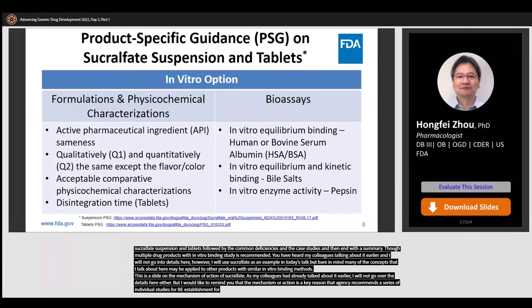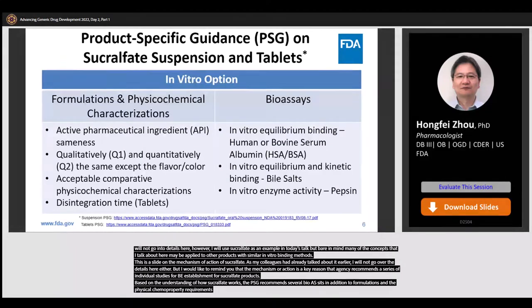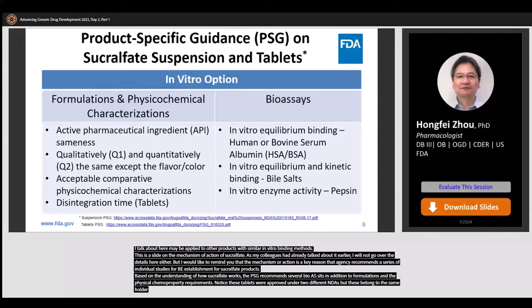Based on the understanding of how sucralfate works, the PSG recommends several bioassays in addition to formulation and physical chemical property requirements. Notice sucralfate suspension and tablets were approved under two different NDAs, but these two NDAs belong to the same holder. The two dosage form products share the majority of in vitro option recommendations. Comparable disintegration time is a specific recommendation for the tablet dosage form.